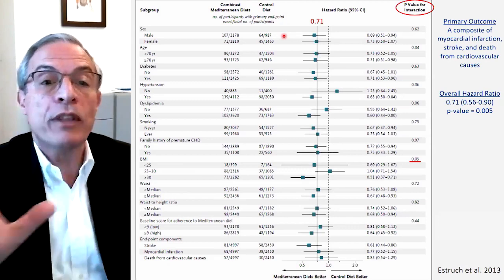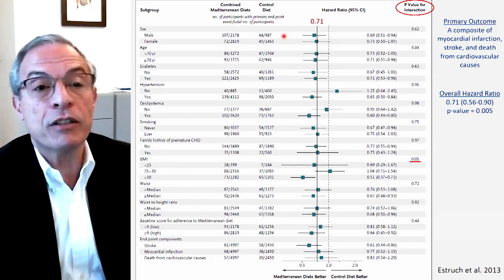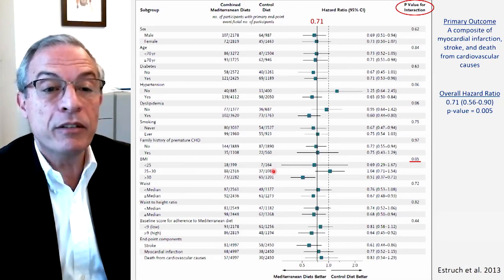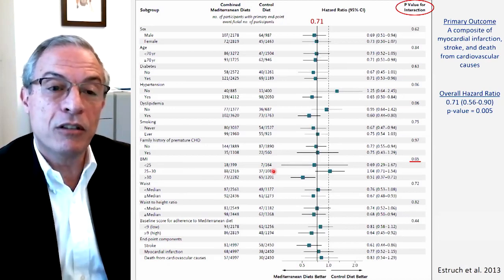It reflects more the p-value for the interaction. And if you look at BMI, you can see that BMI greater than 30 is really to the left of the overall.